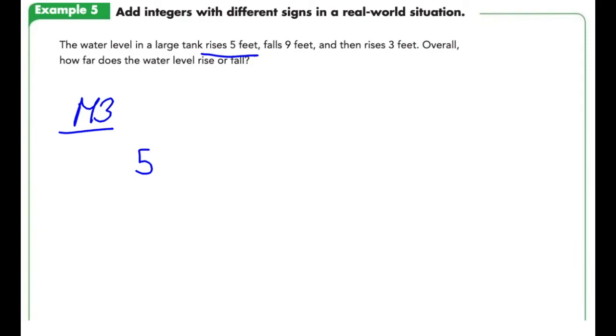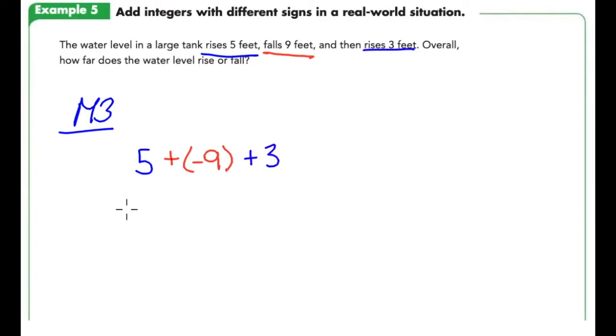Then it says that it falls 9 feet. Falling 9, or dropping 9, going down 9, those would all represent a negative. So we are going to add a negative 9 to that 5. And then rising 3, rising again, represents a positive change. So we are going to add 3 to this. And now we have an expression that represents what happened to the water level.